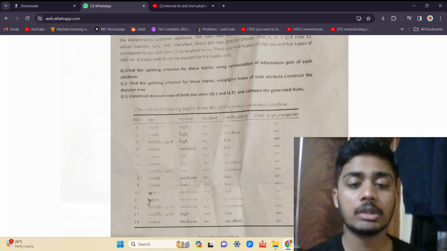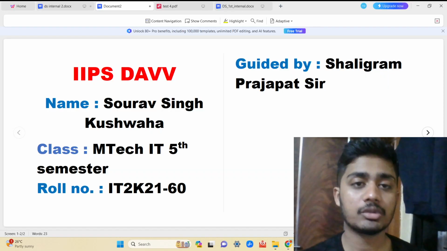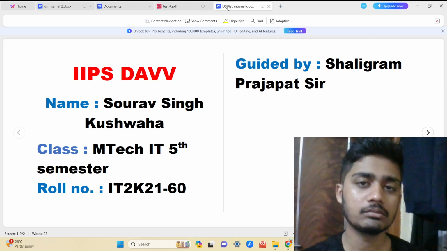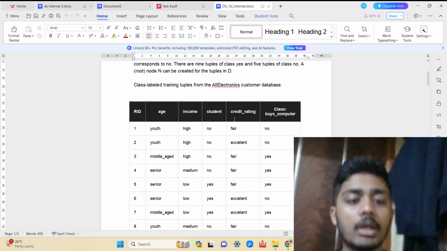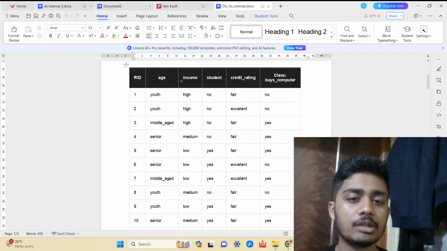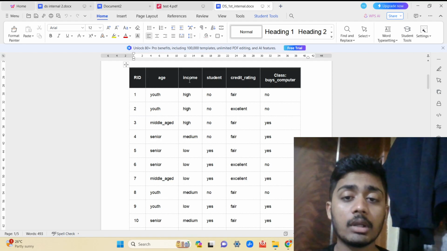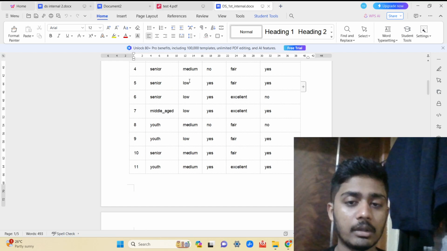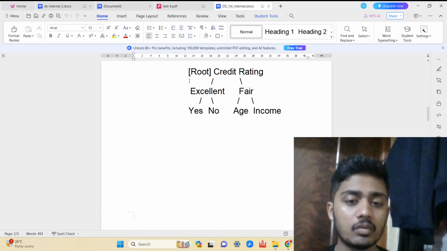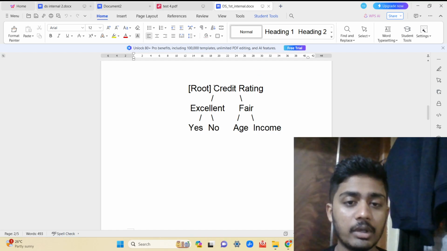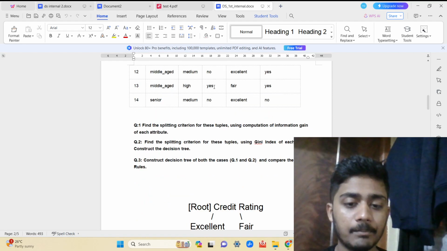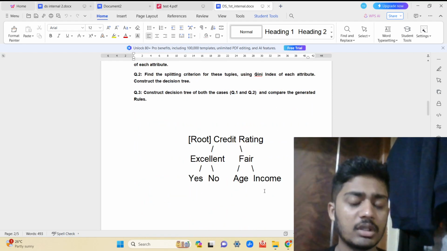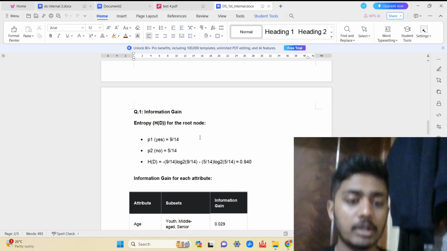So basically we have to find out the splitting criteria. Let's see the solution and try to understand the question. Here is the given table, which has the attributes RID, age, income, student, credit rating, and buys computer, which is the main class. The root was credit rating, with excellent, fair, yes, no, or age or income. First, information gain.